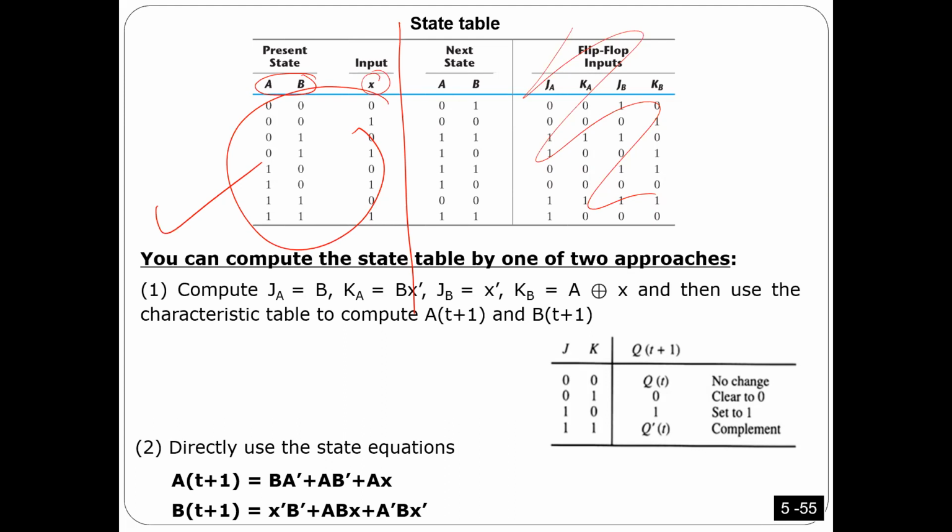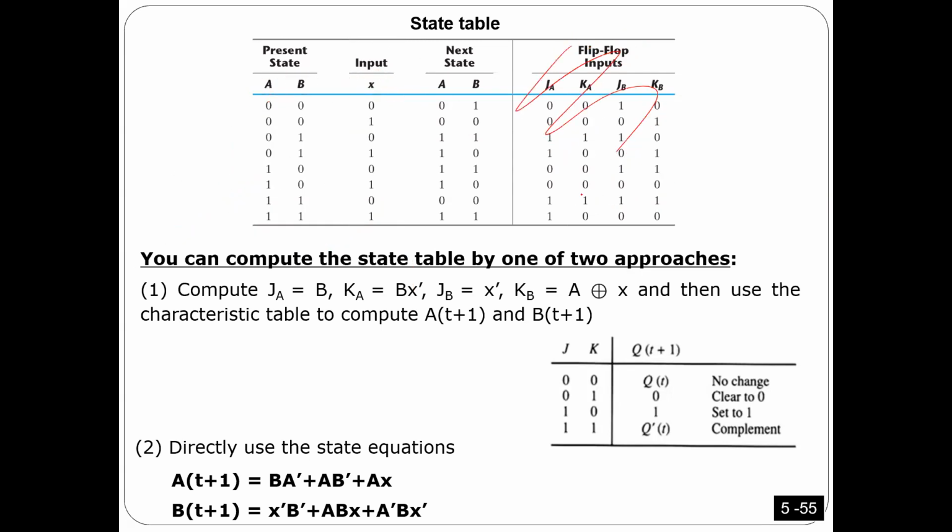Then, using this information, I need to calculate the next state. Is that okay? How can we do that? I'm going to tell you two ways. Listen to me. I'm okay with either way. The first way, which is very straightforward, is, forget this one for now.